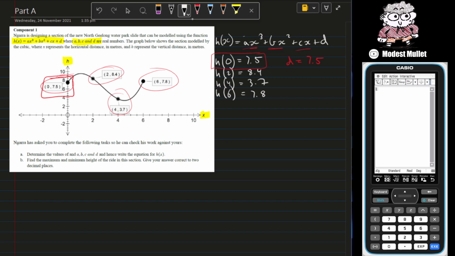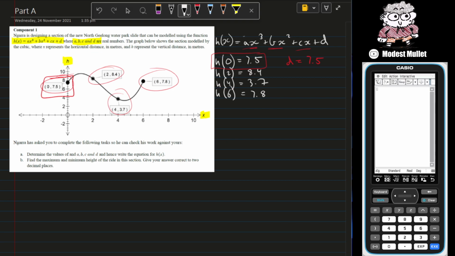From here, we could substitute in x equals 2 and let it equal 8.4. Let x equal 4, substitute in 3.7. Let x equal 6, substitute in and let it equal 7.8, and get 3 equations, and then try to solve them simultaneously. Now, these are all decimals, so that would be a pain doing it by hand, and the SACs are CAS active, so let's use the CAS where possible.